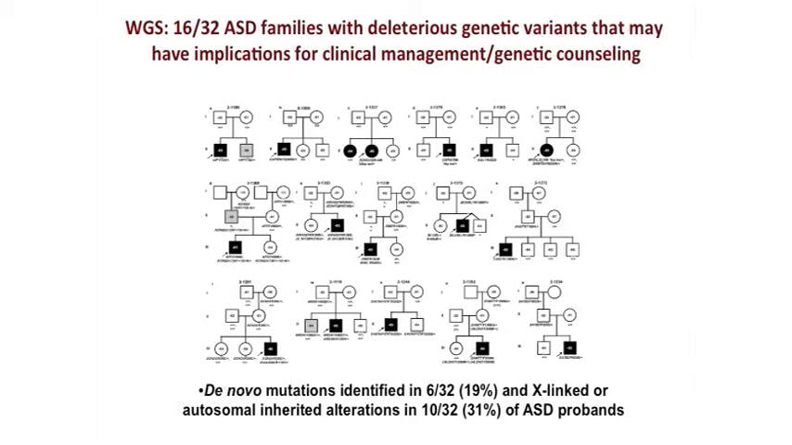We found de novo mutations in 6 out of 32, or 19%, using the exact same criteria that were used in the exome papers, and X-linked or autosomal inherited alterations in 31% of the ASD probands. So I'm going to pick, I think I have 4 families that I'm going to take you through here, but I could tell equal stories for the 16 where we found what we think are clinically relevant variants.